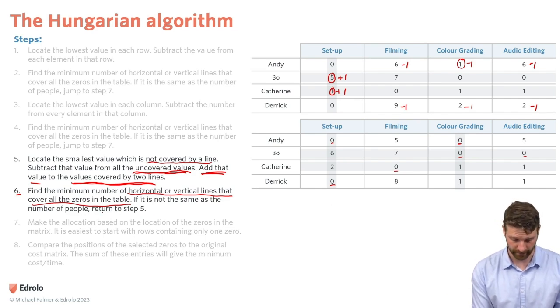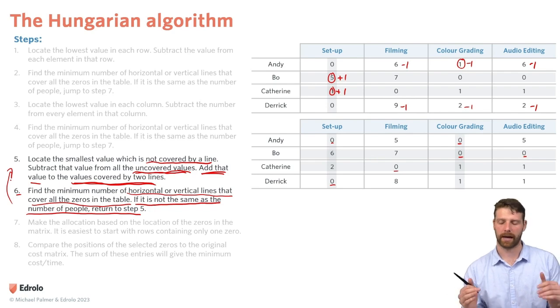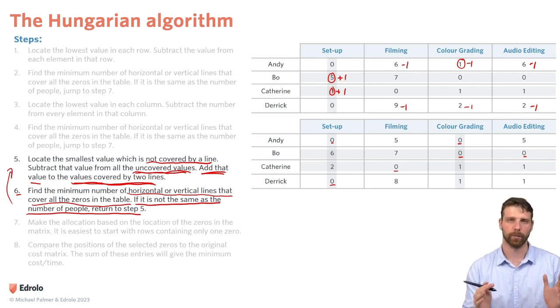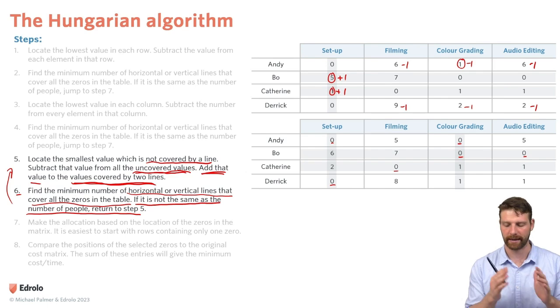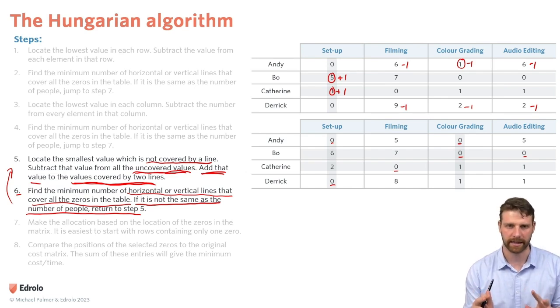So here's step 6. If it is not the same as the number of people, we'd return to step 5. So if you didn't get 4 lines, 4 people, if that didn't match up, then you just repeat this covered, uncovered stage. But they are matching, so we get to move to step 7.